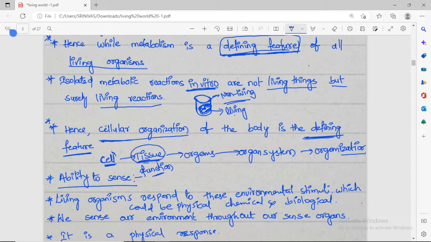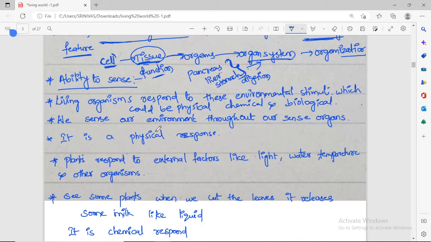A group of tissues with the same function forms organs. Organs means, for example, pancreas, liver, stomach. These three organs do the same function, digestion, so these three organs form an organ system. That is cellular organization. Okay, understood? Cellular organization is a defining feature, and metabolism is a defining feature. This is an important point.